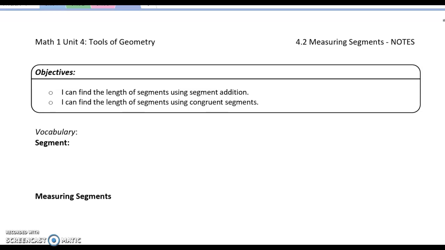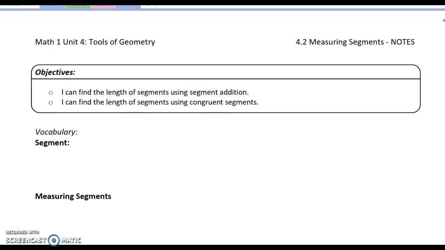All right, moving on to section 4.2, notes about measuring segments. The objectives for this lesson are that you should be able to find the length of segments using segment addition, and then you should be able to find the length of segments using congruent segments. Start with a little vocabulary.